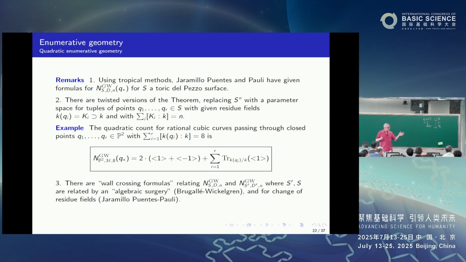And you can also relate, once you have a formula for one surface S, you make it a little more complicated by putting it in a family that acquires an ordinary double point. In terms of the real locus, that's like a surgery on the real points. And Erwan Brugallé and Kirsten Wickelgren have written down a wall crossing formula, so it enables even more computations. And similarly, for the change of residue fields, Andrés and Sabrina have a wall crossing formula there. So there are a lot of computations of these things, even though a general formula is not available.